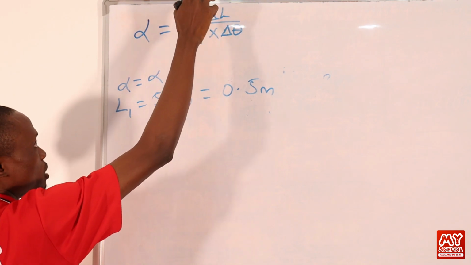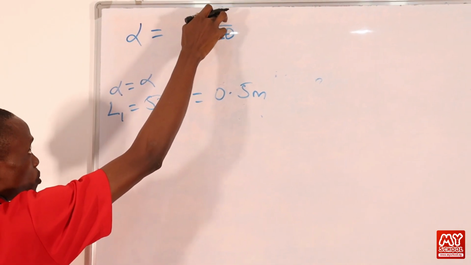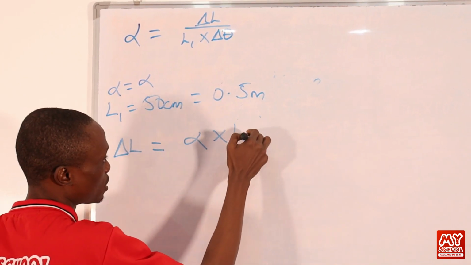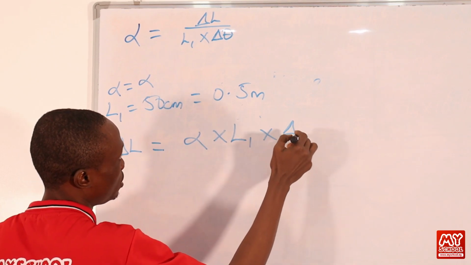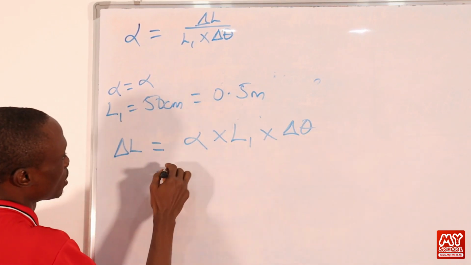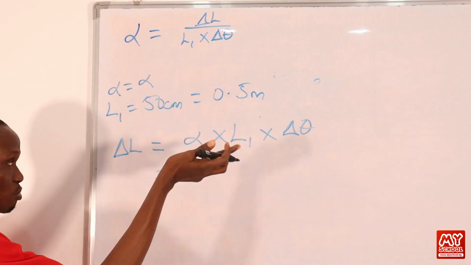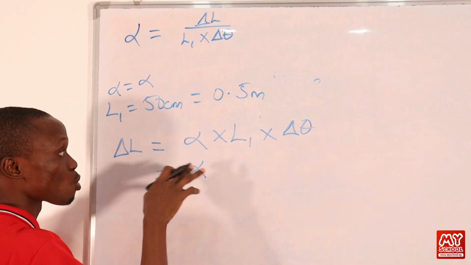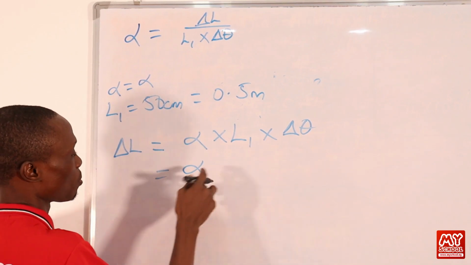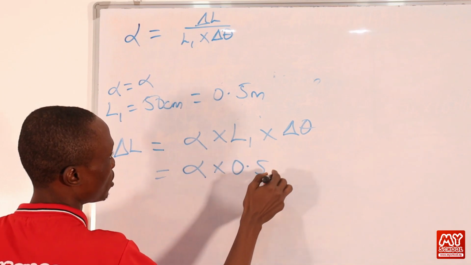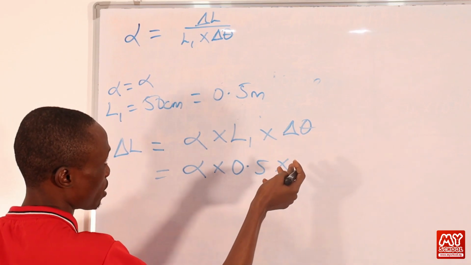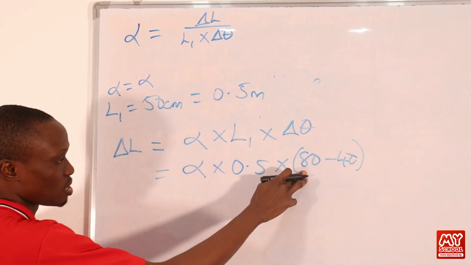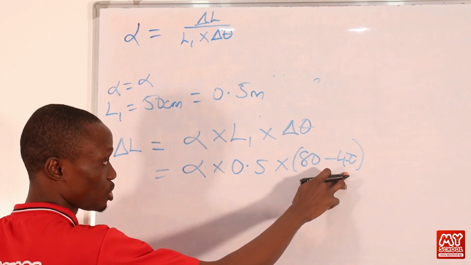So we simply make the increase in length the subject of the formula. The increase in length will be equal to alpha times original length times the change in temperature. We are told that alpha, the linear expansivity of the material, is alpha, so our alpha remains because our answer is going to be in terms of alpha, times 0.5, then times the change in temperature. The change in temperature is 80 minus 40. Take note, this is the final temperature, while this is the initial temperature.